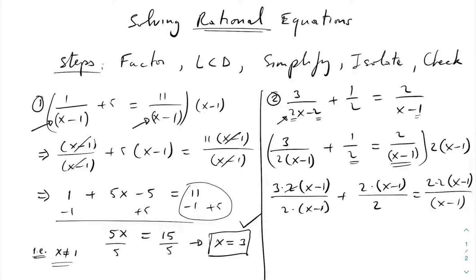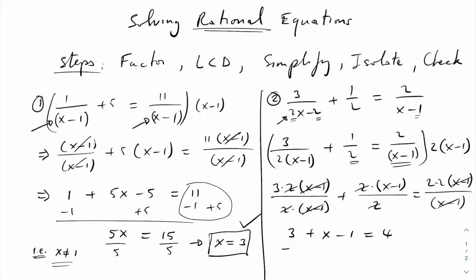So 2 times x minus 1 here is gone, so I'm going to be left with just 3. And then our next one here, 2 and 2 is gone, so I'm going to have just x minus 1. Then x minus 1 on the other side here is gone, so I'm going to be left with just 2 times 2, which is 4.